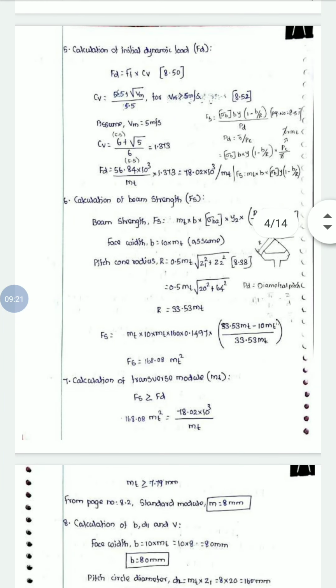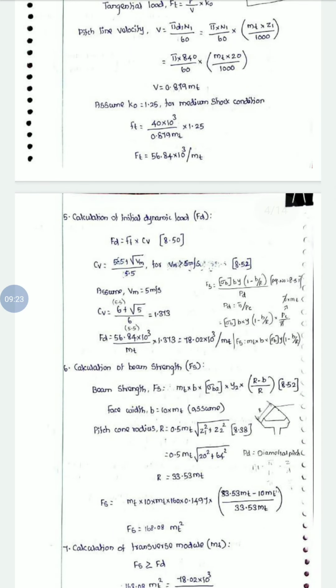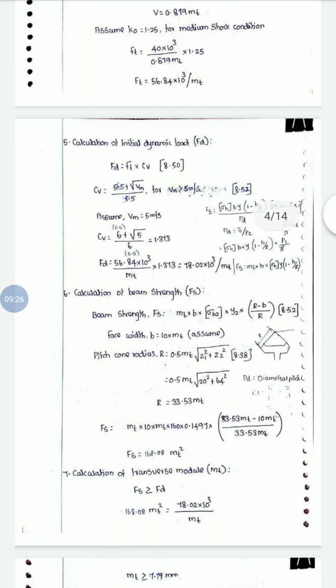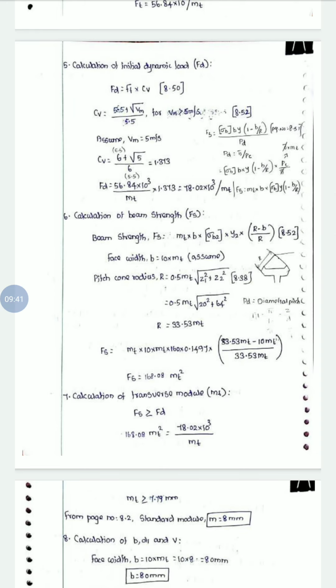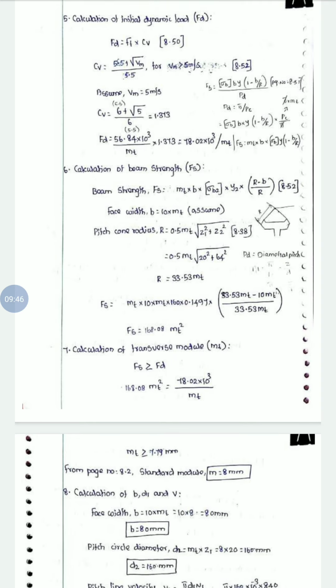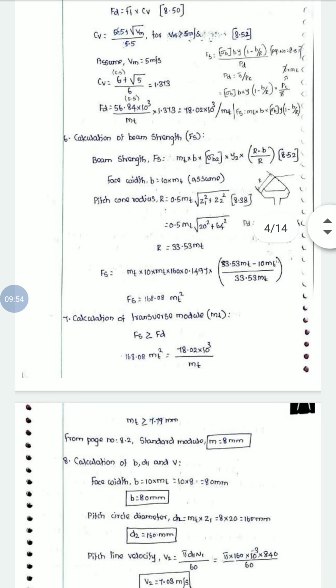For Cv, our initial velocity is 0.879, so it is less than 5 meter per second. So we are now assuming 5 meter per second. The Cv formula is taken directly from the data book, page number 8.52. That is 5.5 plus root of Vm, divided by 5.5. Now we are assuming Vm, that is velocity, is 5 meter per second. Substituting those values, 5.5 plus root of 5, divided by 5.5, we get the Cv value as 1.373.